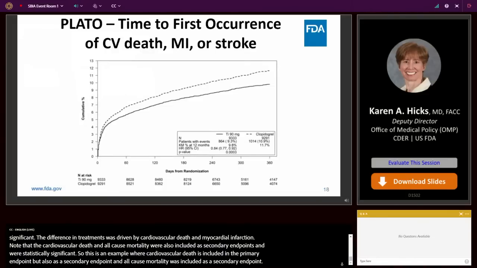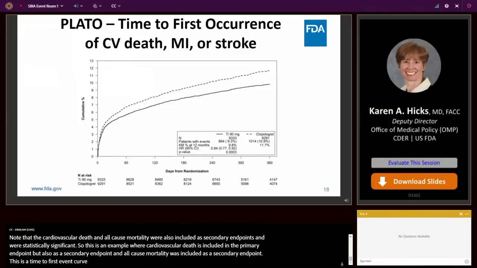This is a time to first event curve, also known as a Kaplan-Meier curve, for the composite endpoint. So days from randomization are listed on the x-axis, and on the y-axis is the cumulative percent of the composite endpoint that has occurred.